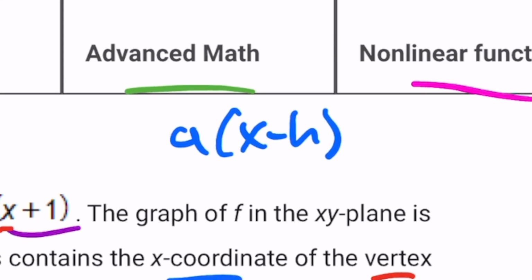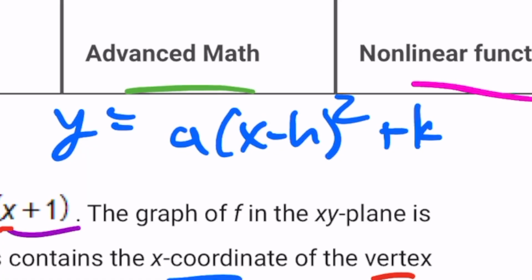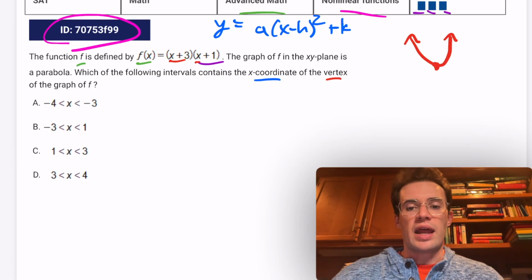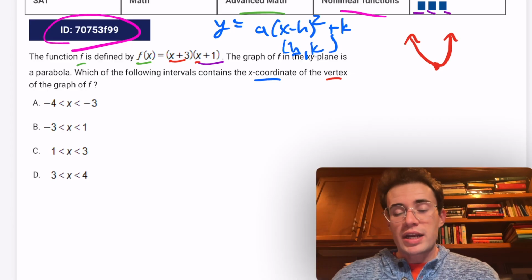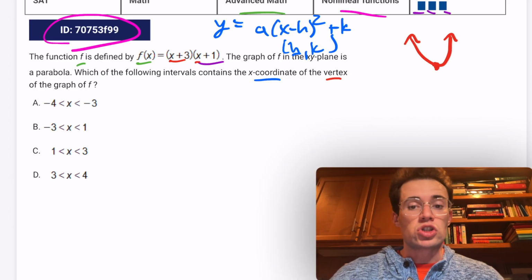A times the quantity x minus h squared plus k, right, is equal to y or is equal to f of x, something like that. Then h comma k would be our vertex. We're just looking for h. You could try to get it like that, and you'd have to complete the square to do so.